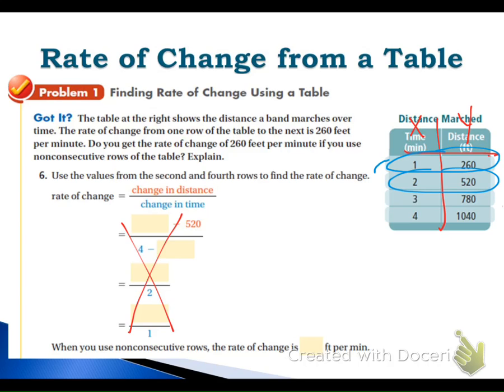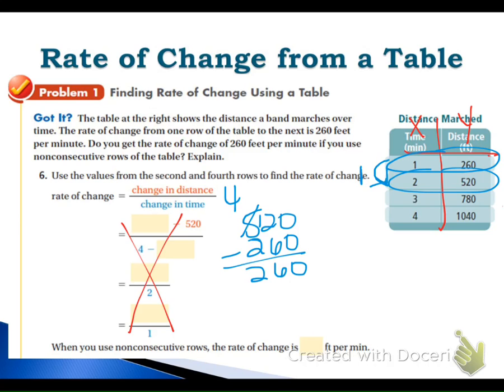Well, as we go from 1 to 2 on our x values, what did we change? Just 1. Isn't 1 plus 1 just 2? Well, what do you have to change to go from 260 to 520? Or think of it as the difference, so subtract. 520 minus 260 equals 260. So as we increase our x by 1, we increase our y by 260.